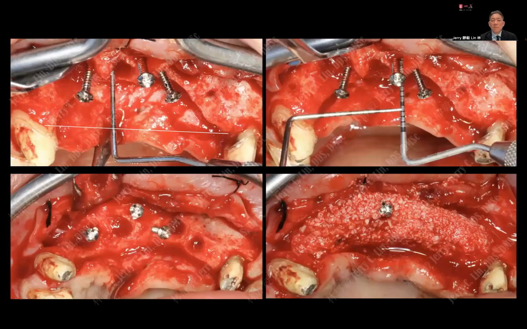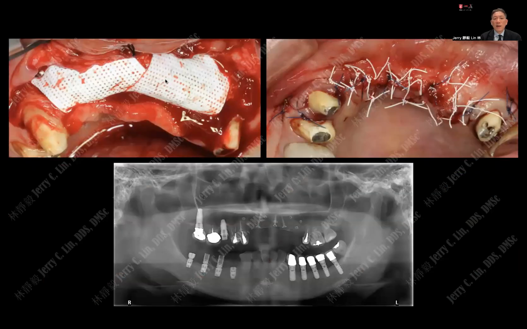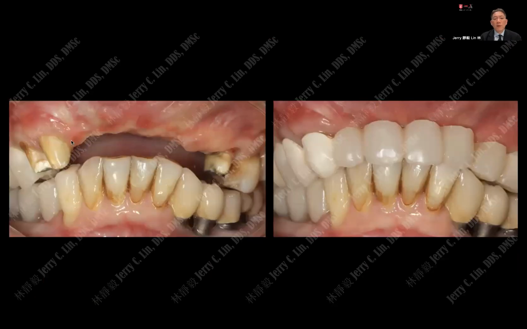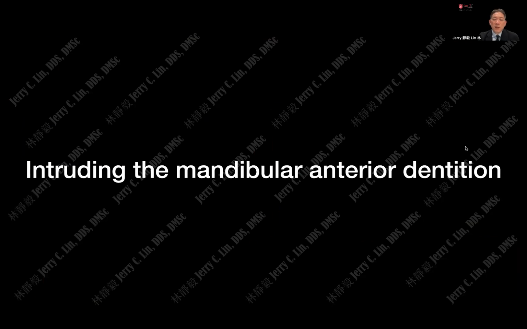So I put in tenting screws and did bone grafting. The bone loss to the ideal position is more than 11 millimeters. Actually, the deepest part is getting to 14 or 15 millimeters. So tenting screws, bone graft, and a non-resorbable membrane, and suture it up. This is the result of the bone augmentation.